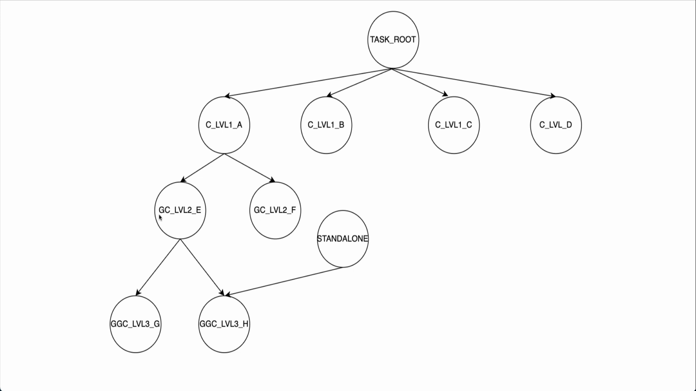That is followed by grandchild tasks at level 2, and the task names are E and F. Finally, we have great grandchild tasks at level 3, G and H. An outlier here is the standalone task, in which I am trying to demonstrate that a given task can have multiple parents. So task H has 2 parents here. It has task E as well as task standalone as parents.